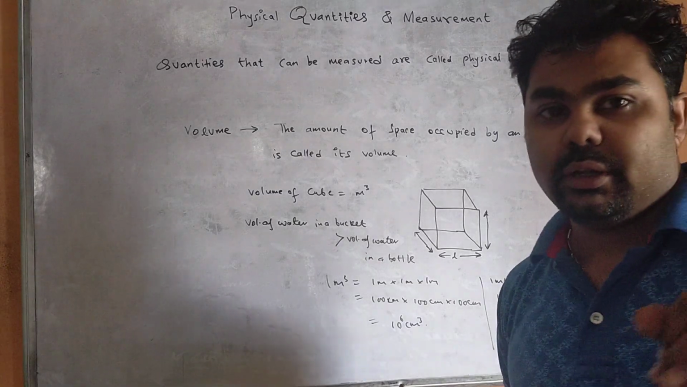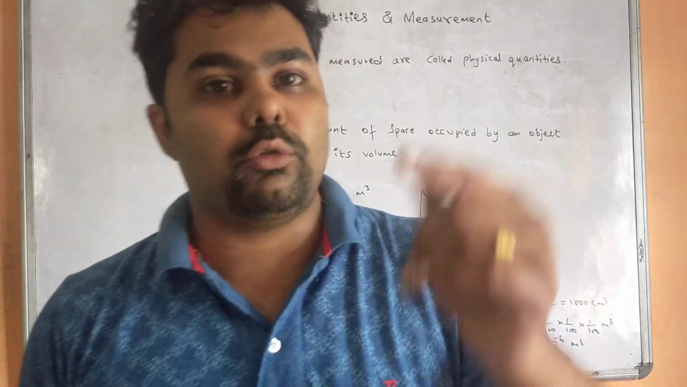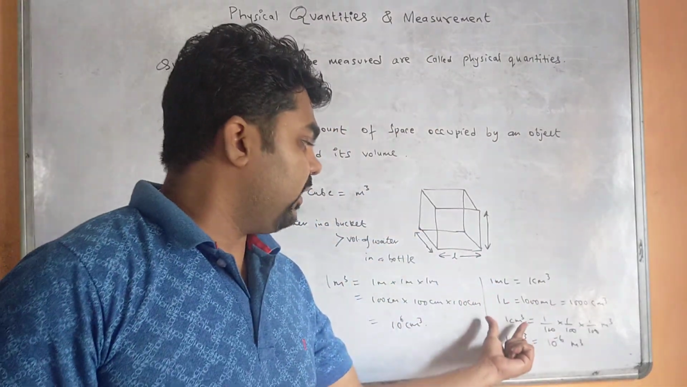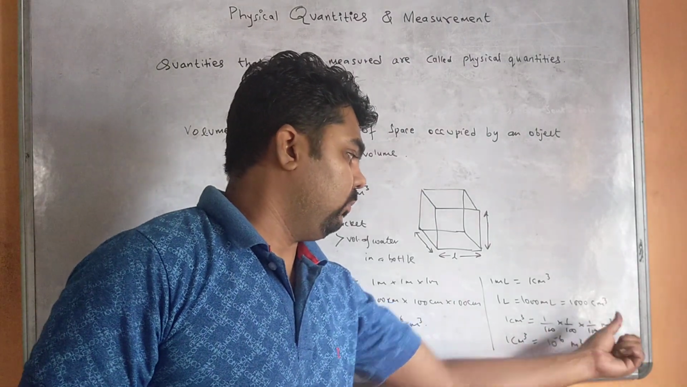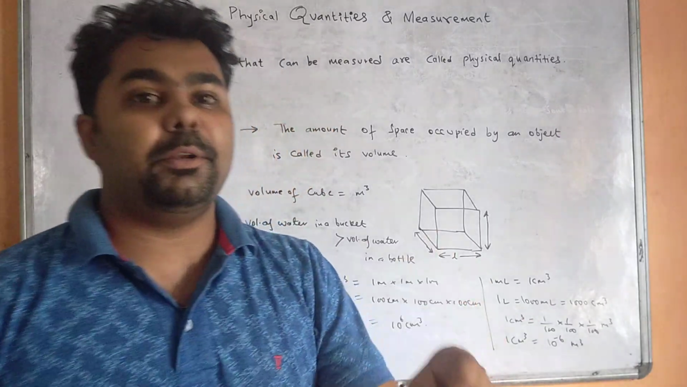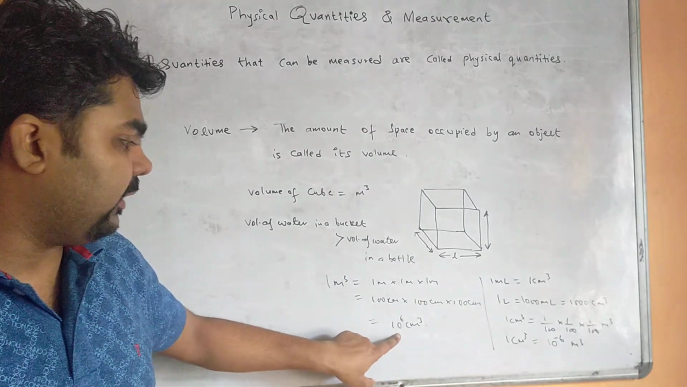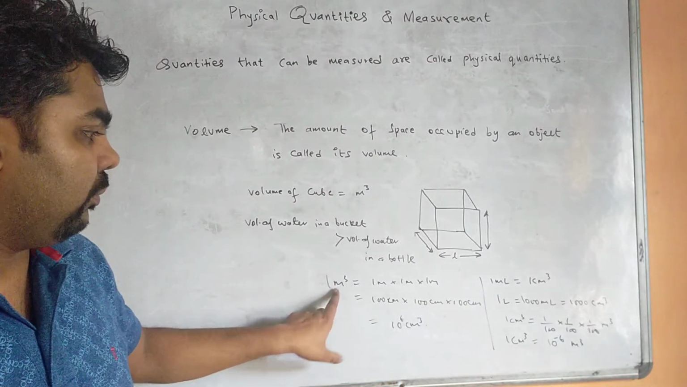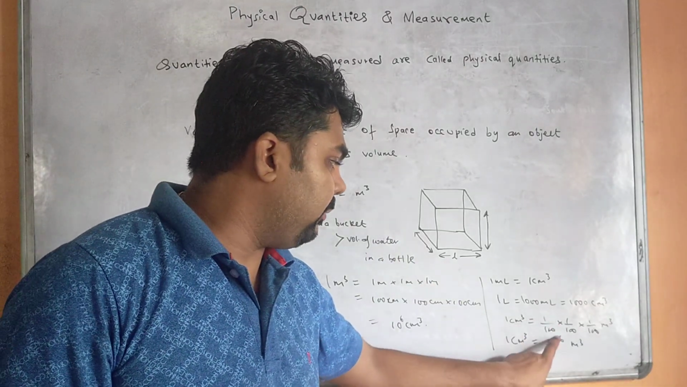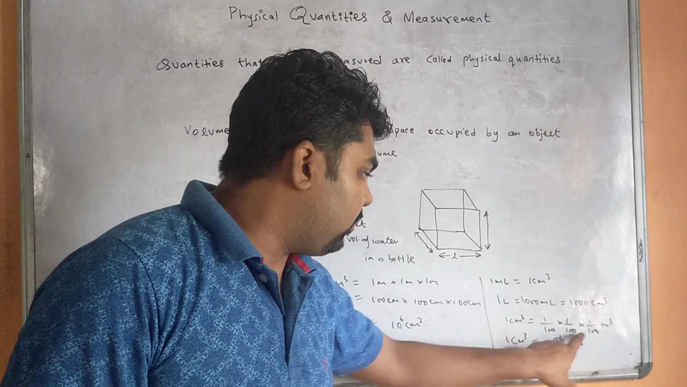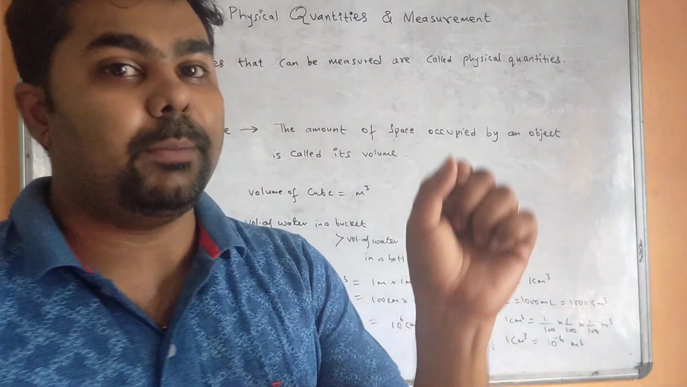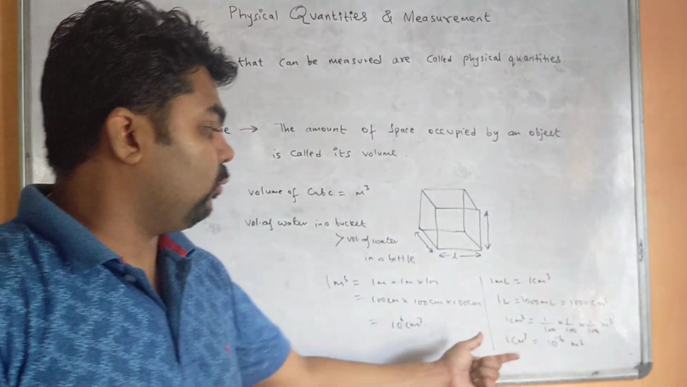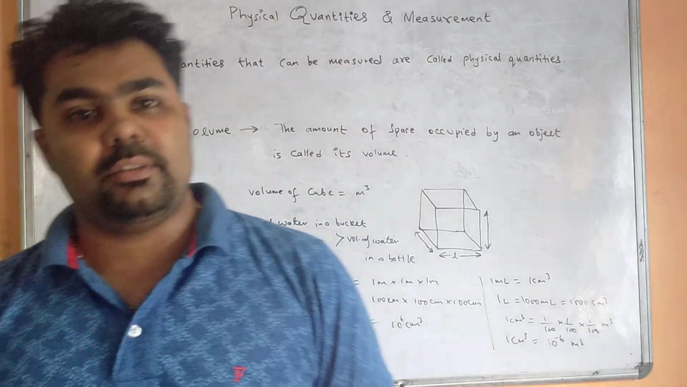And we know 1 meter equals 100 centimeter, and 1 centimeter equals 1 by 100 meter. So 1 centimeter cube means 1 by 100 into 1 by 100 into 1 by 100 meter cube. That means I am representing centimeter cube in terms of meter cube. Just now we have seen 1 meter cube equals 10 to the power 6 centimeter cube. So 6 zeros are there, and when they come in the denominator the exponent becomes minus 6. That means 1 centimeter cube equals 10 to the power minus 6 meter cube.